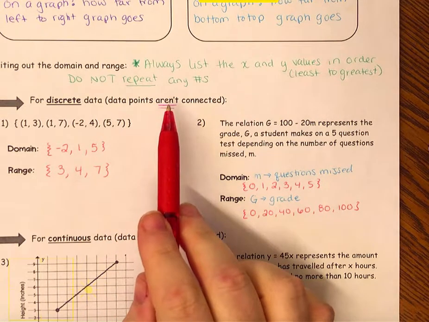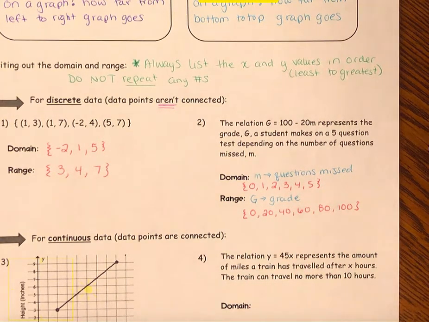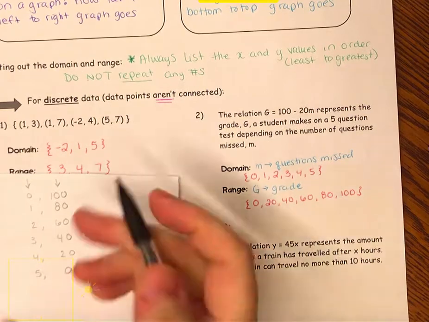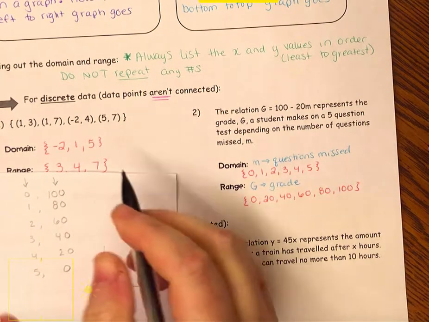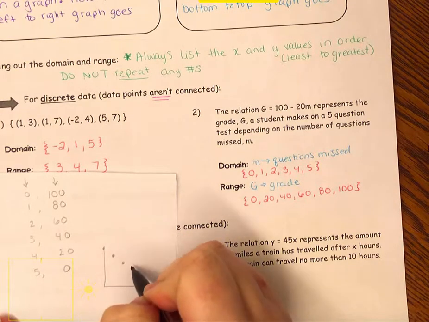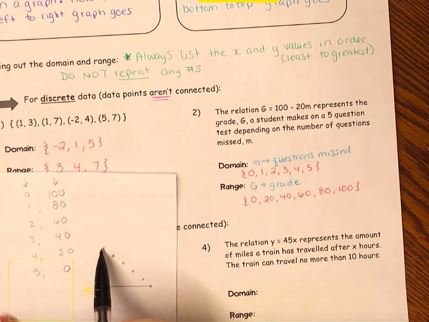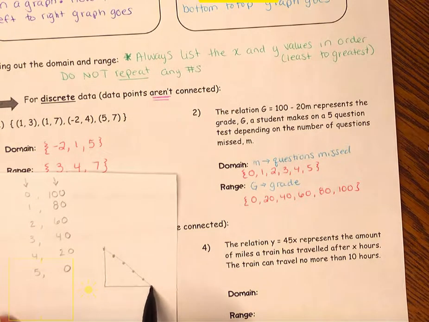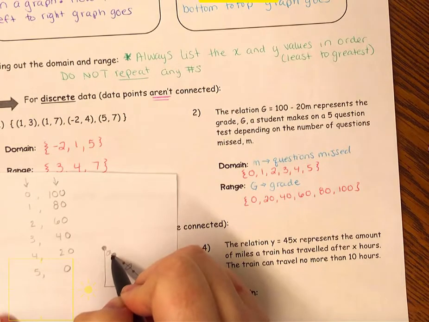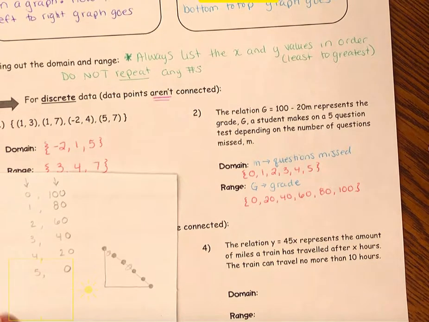Discrete are not connected. If I were to plot these, I would not draw a line to connect them, because 0 questions missed would be a 100. Then 1 question would be an 80, 60, 40, 20, and then a 0. If I were to connect them, that would mean that that student could make a 95. They could make a 50, but we know that that is impossible. So we want to keep them discrete by not connecting the data points, because those are the only grades that can actually be achieved.